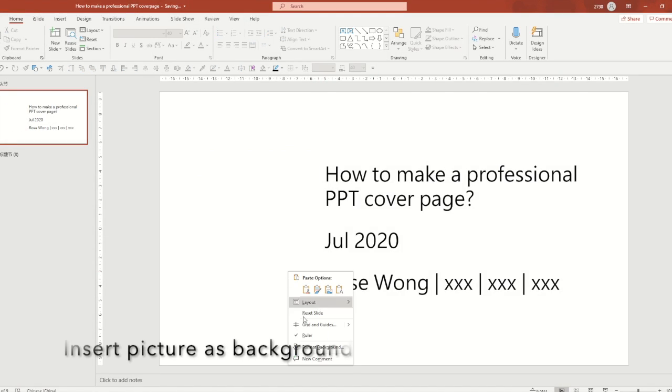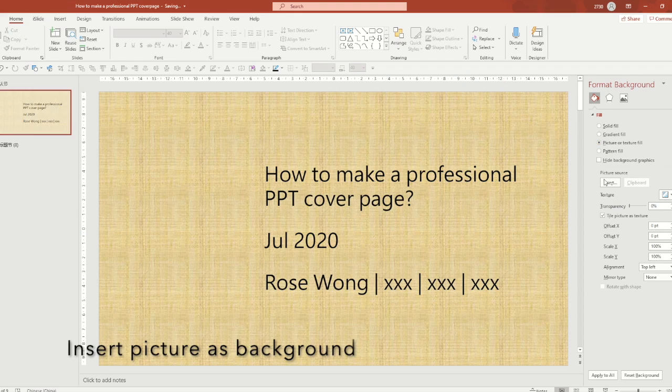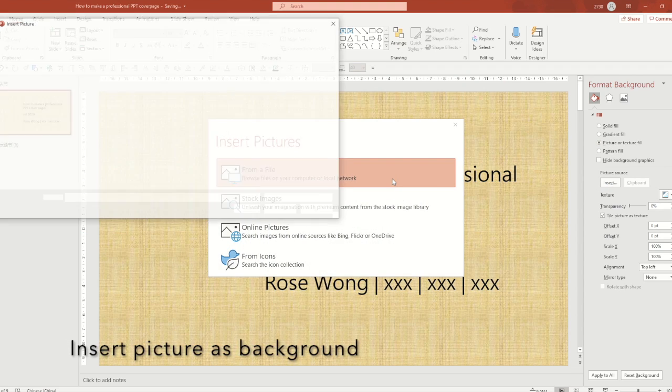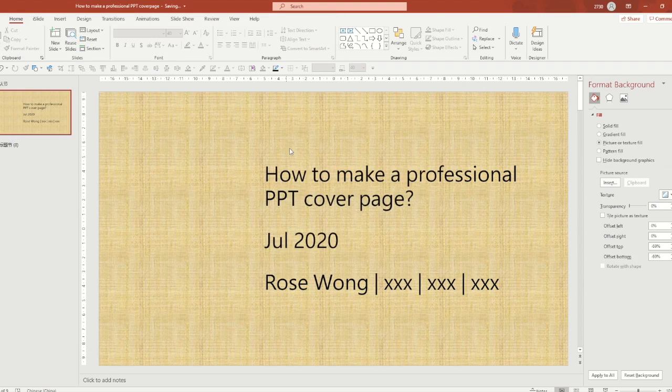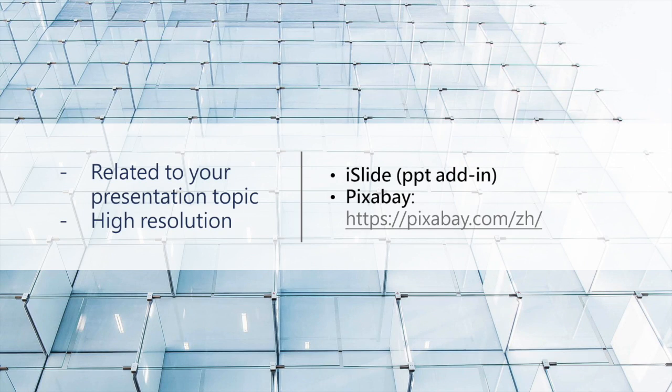First of all, we need to insert the picture as the background. When you're choosing the picture, please bear two conditions in mind. Firstly, it needs to be related to the topic you are going to present. Say you are analyzing the Hong Kong real estate market. You may want to choose a picture of Hong Kong with some flats. Secondly, it should be a high-resolution picture.